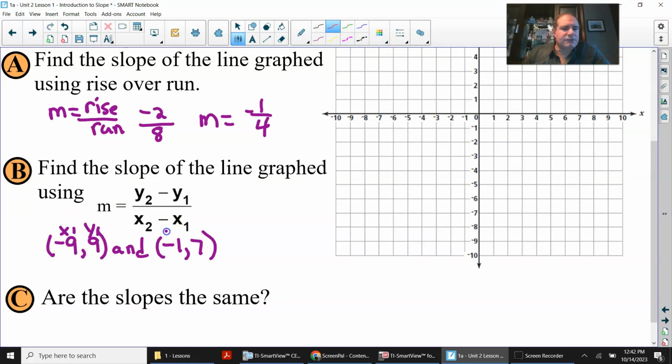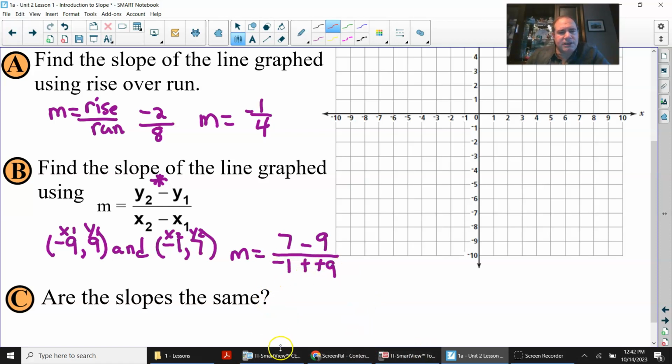I'm going to label x1, y1, x2, y2. And then here's the formula, y2 minus y1 over x2 minus x1. I'm going to set up the formula, and I'm going to put y2 in as 7, and then the y1 in as 9. The x2 is negative 1, and then the x1 is negative 9. Notice I have that double negative. I'm going to change it to both positives.